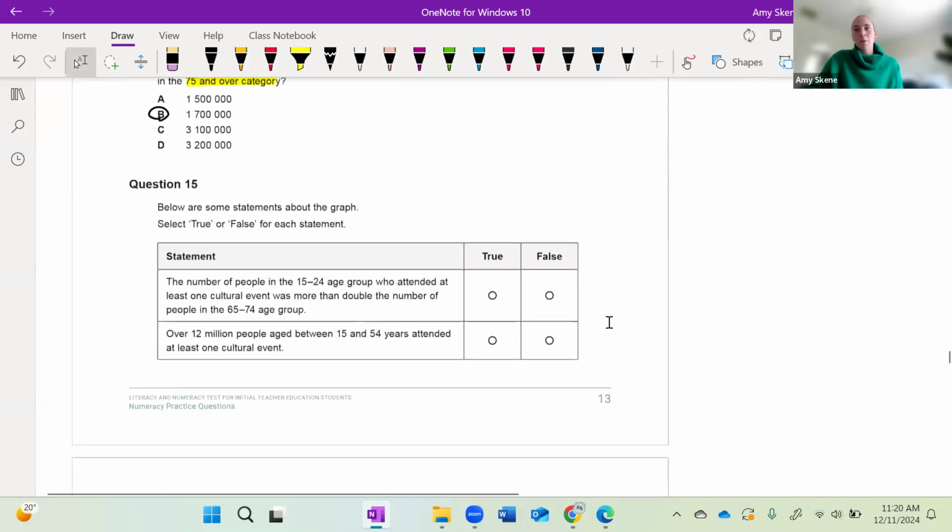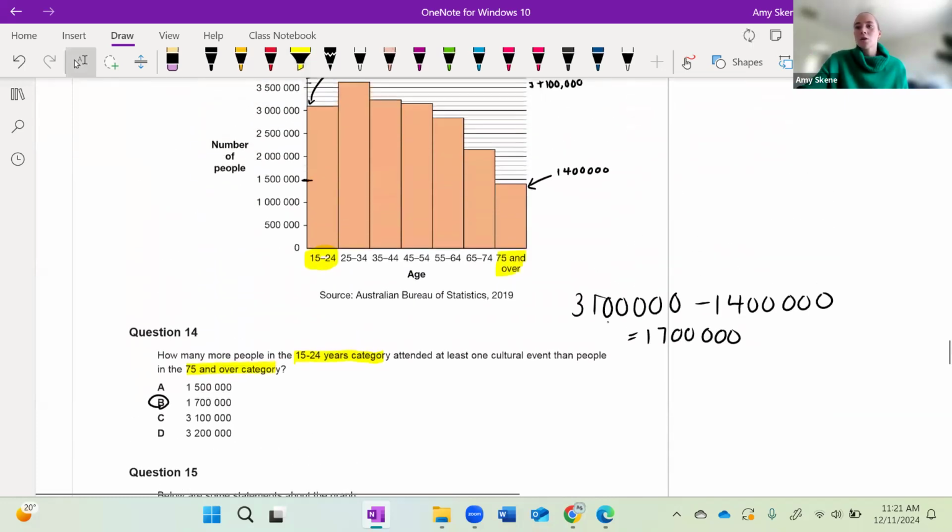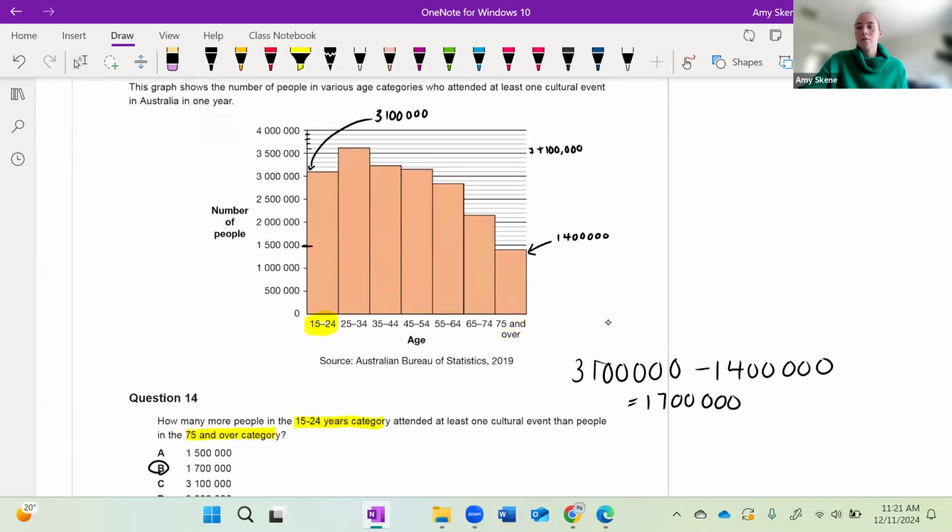Question 15. Below are some statements about the graph. Select true or false for each statement. The number of people in the 15 to 24 age group who attended at least one cultural event was more than double the people in the 65 to 74 age group. So we need to look at this age group and test whether or not it's more than double the number of people in the 65 to 74 age group. Now we're not comparing 75 and over, we're comparing 65 to 74.